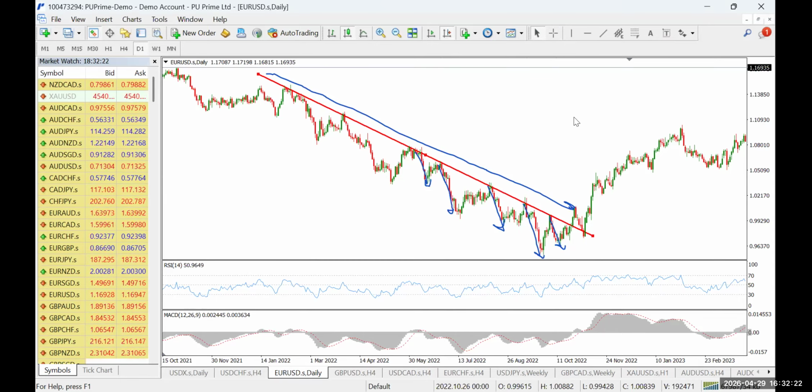So your first job is to identify the trend. Is it a short-term trend? Is it a long-term trend? And you only trade in the direction of that trend. After every retracement, there is a continuation. Your business is the overall trend and the continuation of the trend in that overall direction.